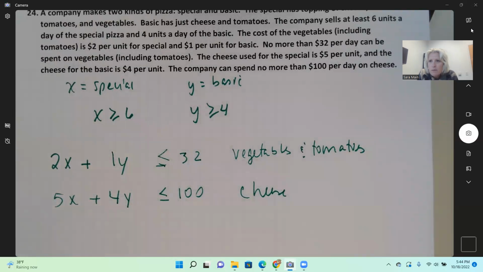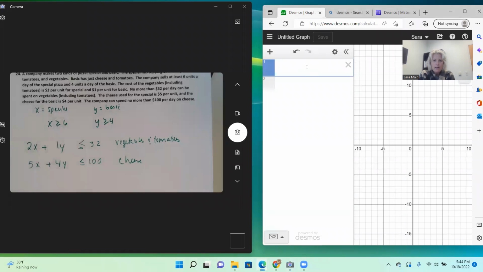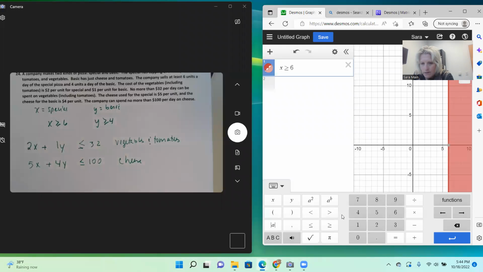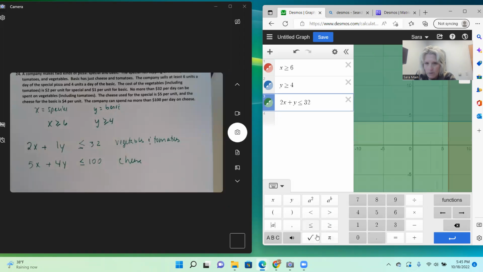So I'm going to make this smaller here. Let's go ahead and bring up our Desmos Graphing, and let's put these in. So X is going to be greater than or equal to 6. Y is going to be greater than or equal to 4. 2x plus y is going to be less than or equal to 32. And then 5x plus 4y is going to be less than or equal to 100.